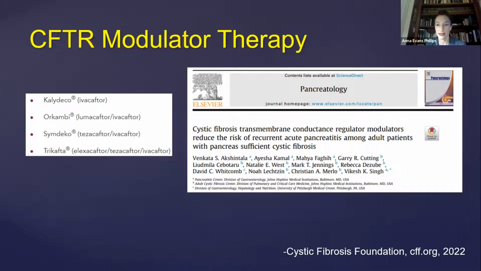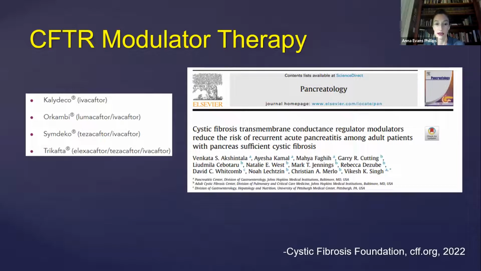So why is genetic testing relevant? Is there anything that you can do about it? One of the things that I just want to raise, which is a very exciting area of research and offers some potential hope, especially for patients with recurrent acute pancreatitis not progressed to chronic pancreatitis, is the area of cystic fibrosis modulator therapy.